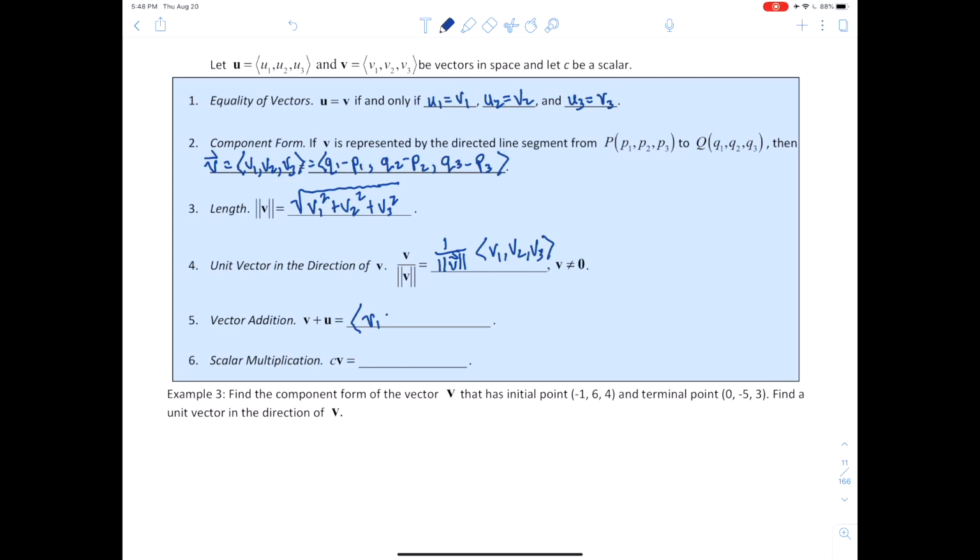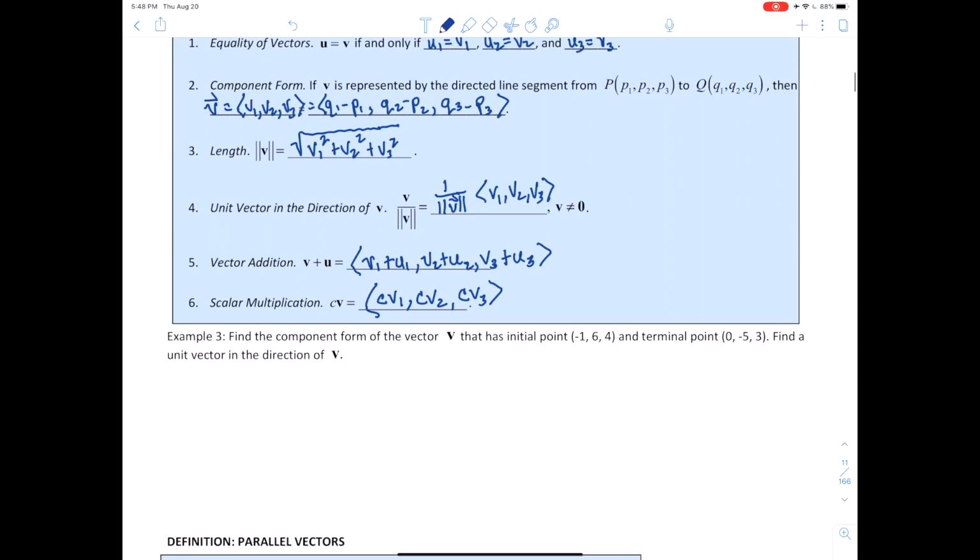All right, vector addition, v plus u is going to be v1 plus u1, v2 plus u2, and then v3 plus u3. And scalar multiplication, you do scalar times v, and you're going to get cv1, cv2, comma, cv3.